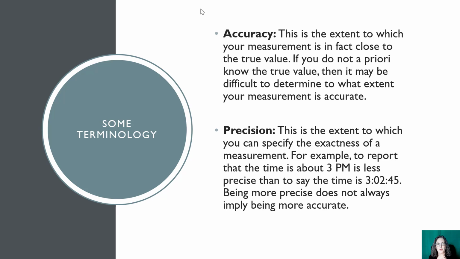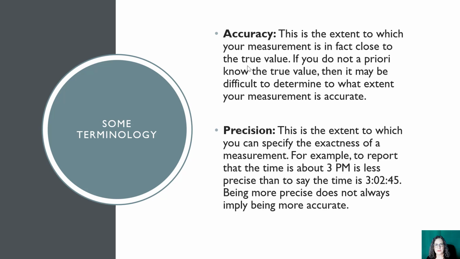Precision is how exactly you can measure whatever it is, okay? So precision, if I say it's 3 p.m. or is it 3:02 and 45 seconds, okay? But being more precise doesn't mean you're necessarily more accurate. Okay, that precision may be phony, let's just say.